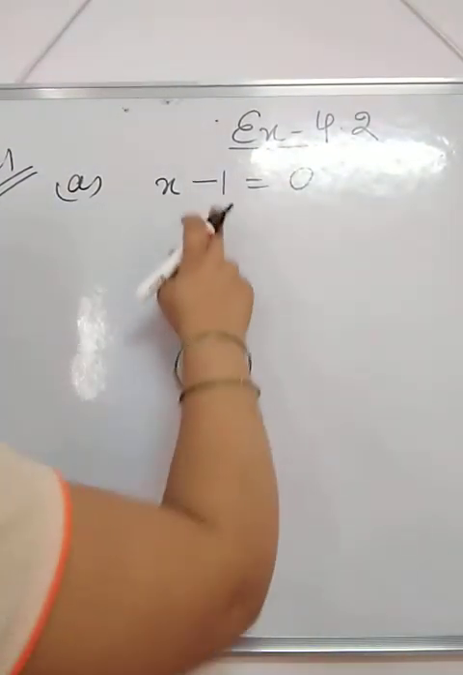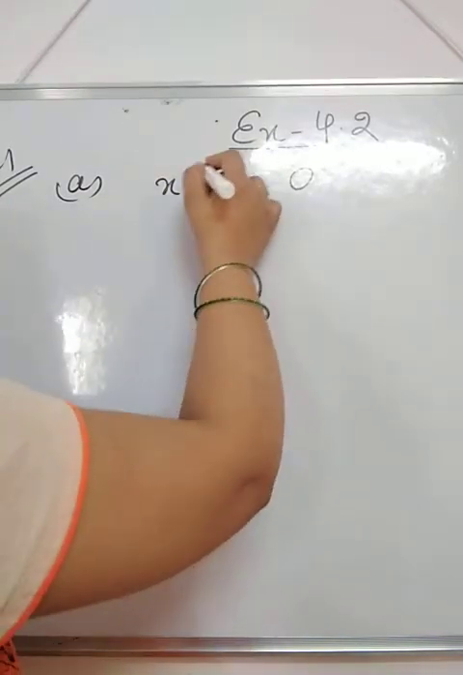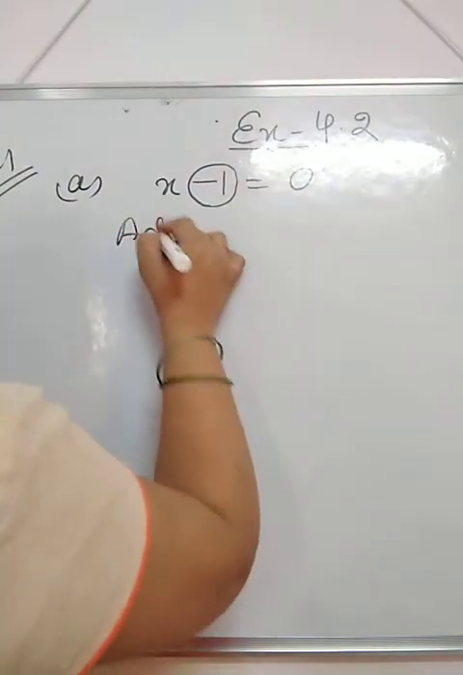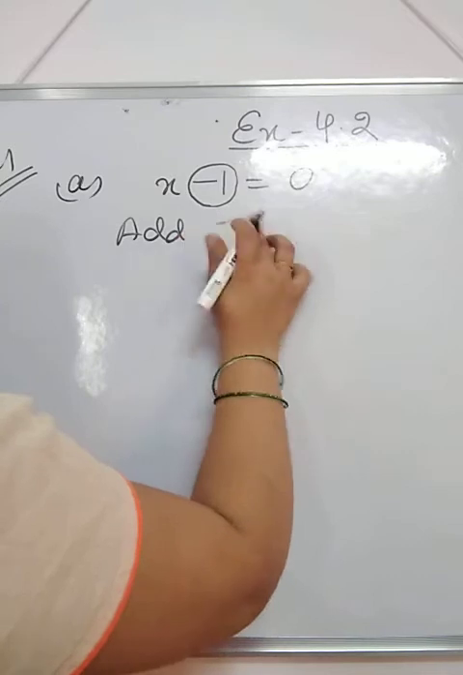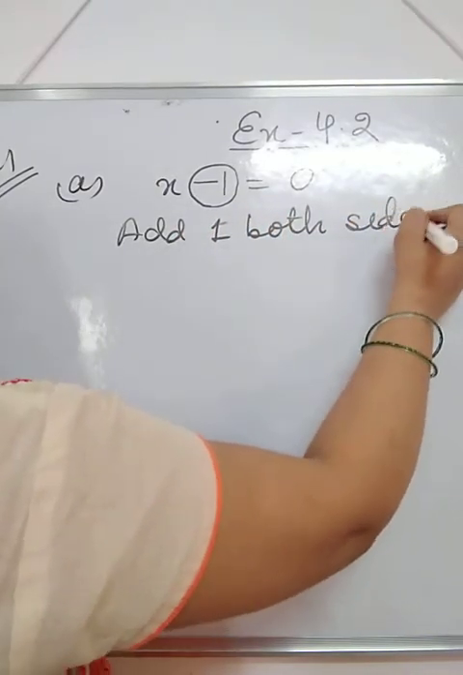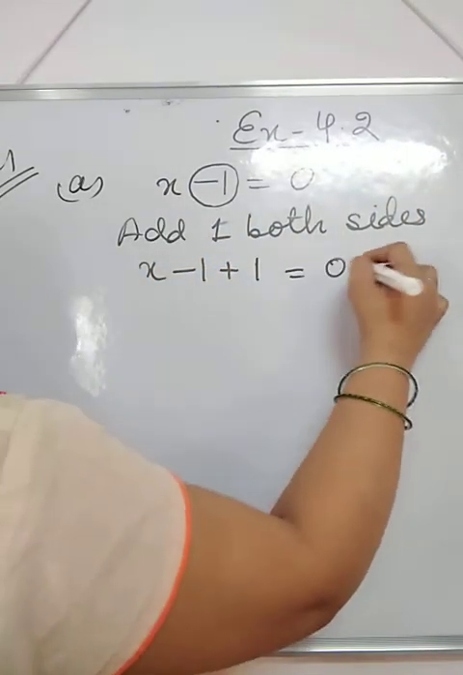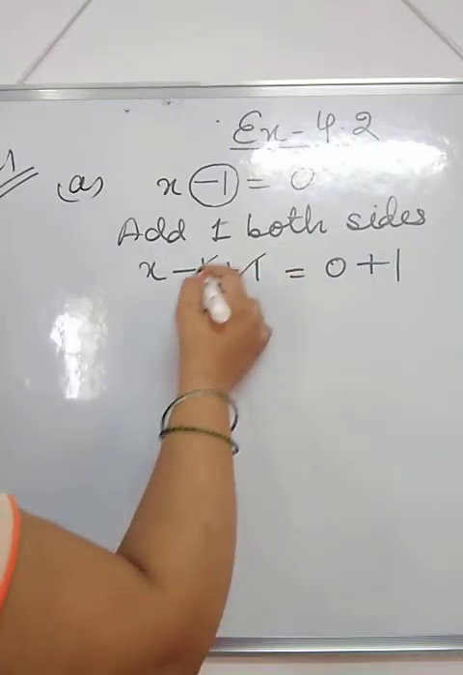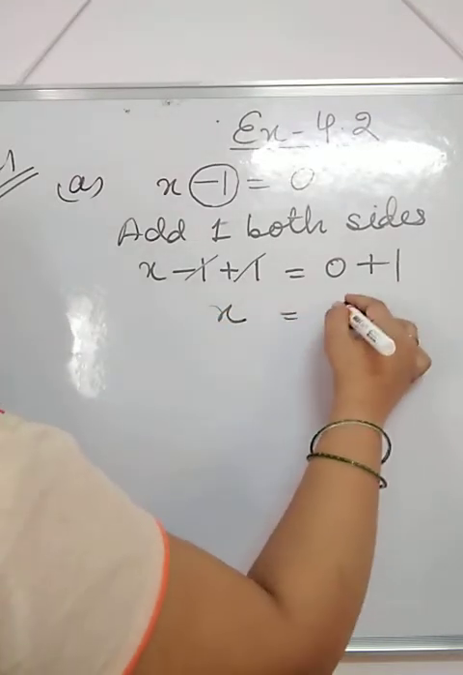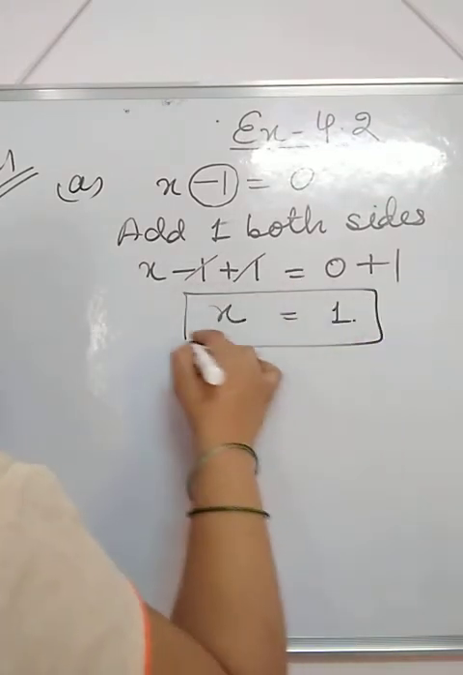As you know that the opposite operation of subtraction is addition. So what is there with the variable in this equation? -1. So we will add 1 both sides. If we add 1 both sides, then this 1 will be cancelled with this -1. Then what is left here? x, and 0 plus 1 is 1. So the value of x will be 1.